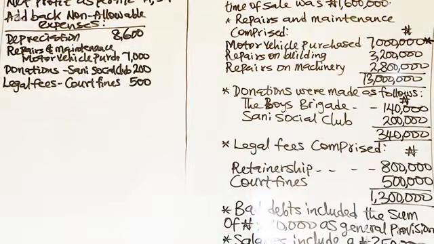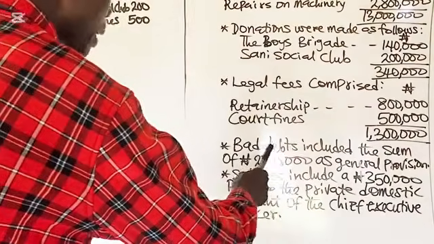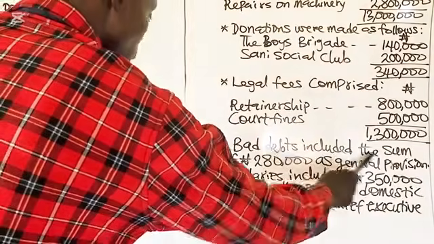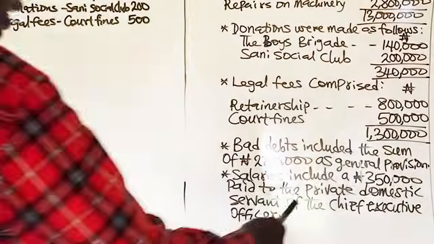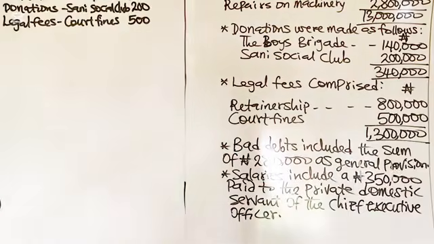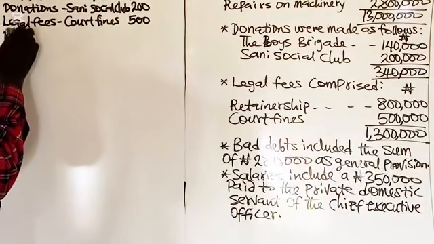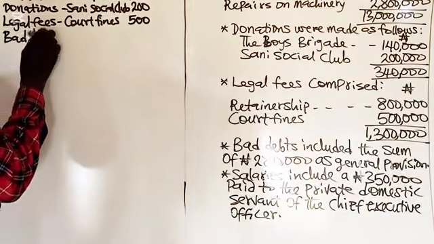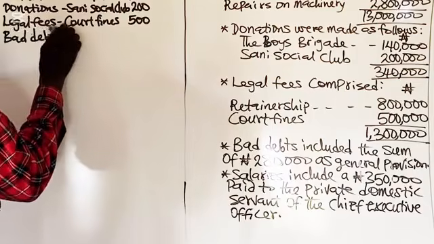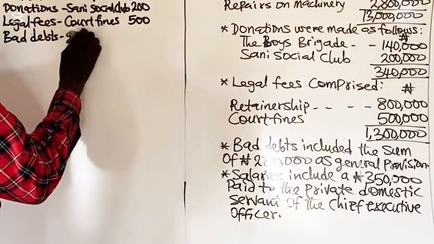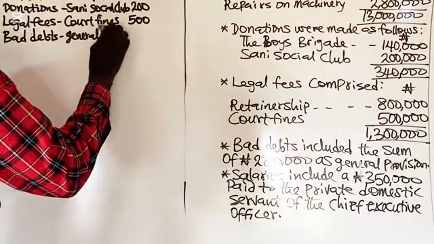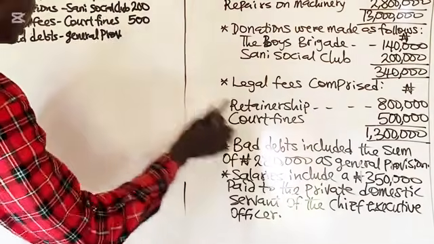Then we have bad debts. That is the next note. Bad debts included the sum of 280,000 as general provision. So you were told, a general provision for bad debts is not allowable. So bad debts, that is general provision of 280,000 naira.